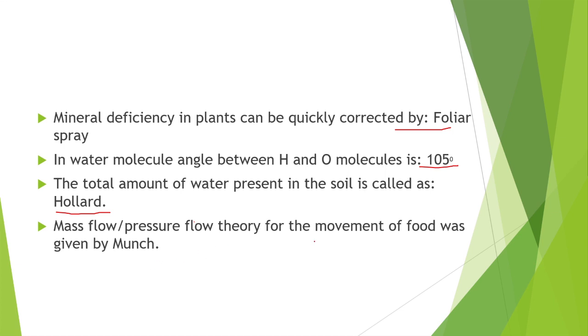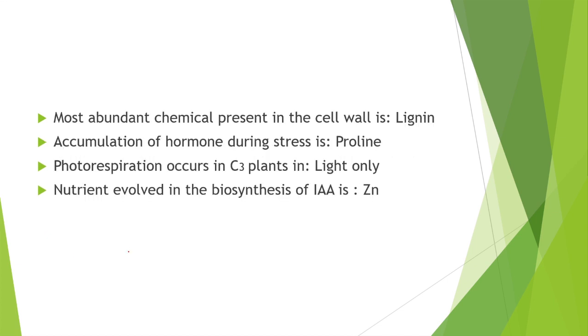The mass flow or pressure flow theory for the movement of food was given by Munch. The most abundant chemical present in the cell wall is lignin. The accumulation of hormone during stress is known as proline hormone. The photorespiration occurs in C3 plants in light only. The nutrient which is involved in biosynthesis of indole acetic acid is zinc.